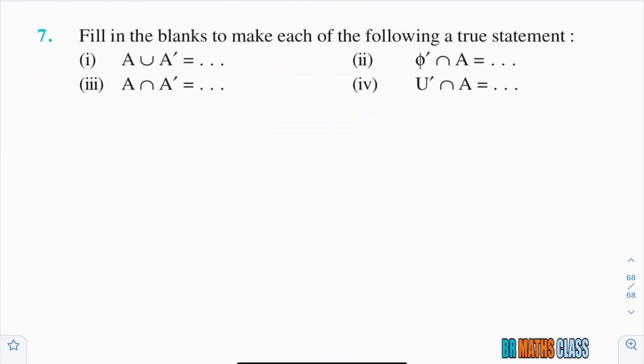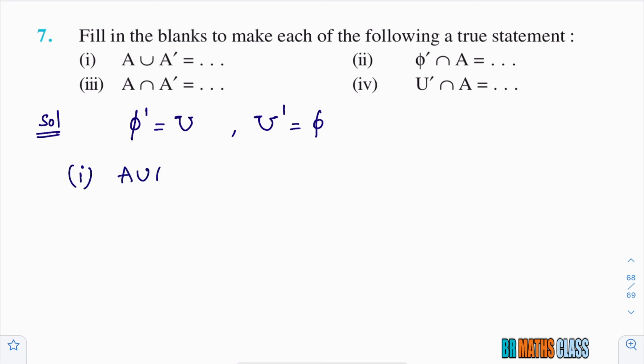Okay. Now we'll move to the 7th question. You observe what they are asking in the 7th question: find the blanks to make each of the following a true statement. To do this problem, while learning the complement of a set, we learn some properties. In those properties, you need to know that the empty set complement is the universal set and the universal set complement is the empty set. You must know these formulas to do these problems. When it comes to the first bit, what are they asking? A union A dash. What is A union A dash?